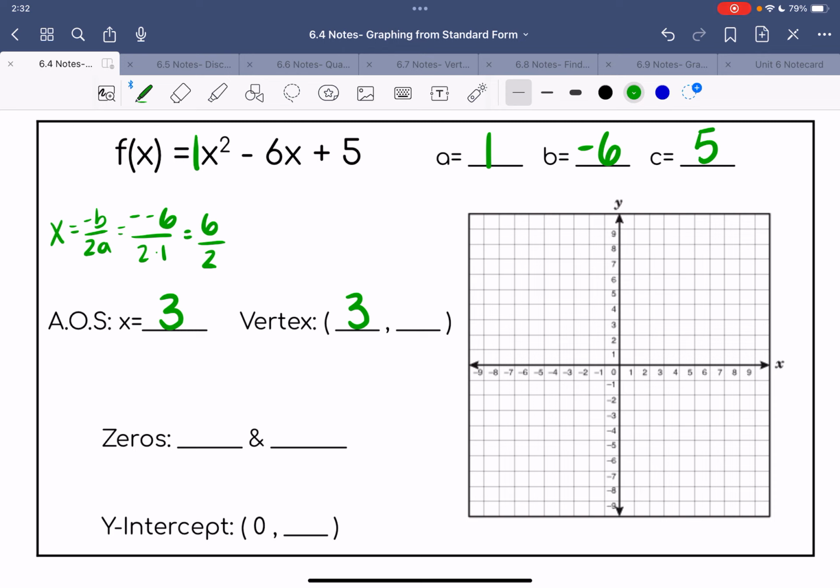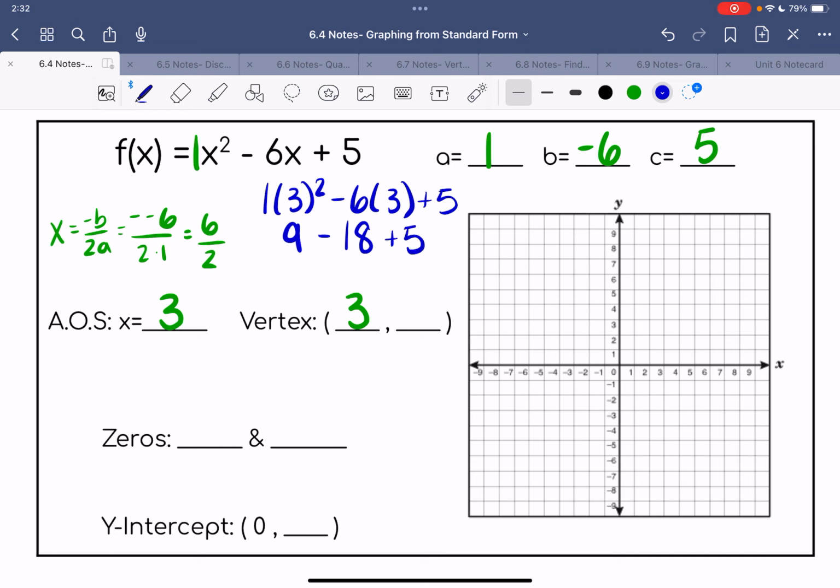We are now going to plug in that 3 for x, and we're going to solve for y. So we're going to do, let's change colors, 1 times 3 squared minus 6 times 3 plus 5. Okay, 3 squared is 9, 1 times 9 is 9, minus 6 times 3, so that's minus 18 plus 5.